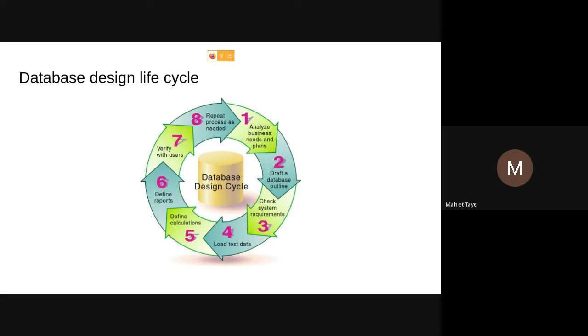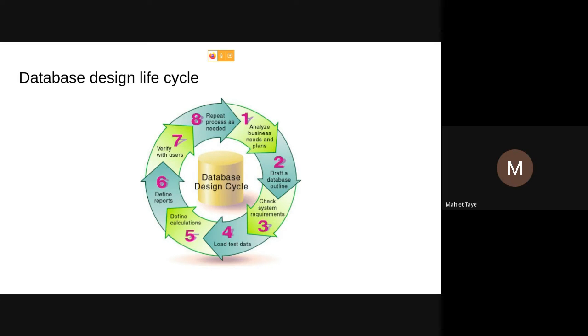Then based on that, you will try to implement that one and test the data by loading test data. And defining this calculation will be from the perspective of query optimization: how you optimize your query, how you reduce the joins, how, if you need a specific record, you can find it, how you can parallelize things, and how you manage the different data sources to your database. So this will be an iterative process, and based on your user comments, you will try to improve as you go through the process.